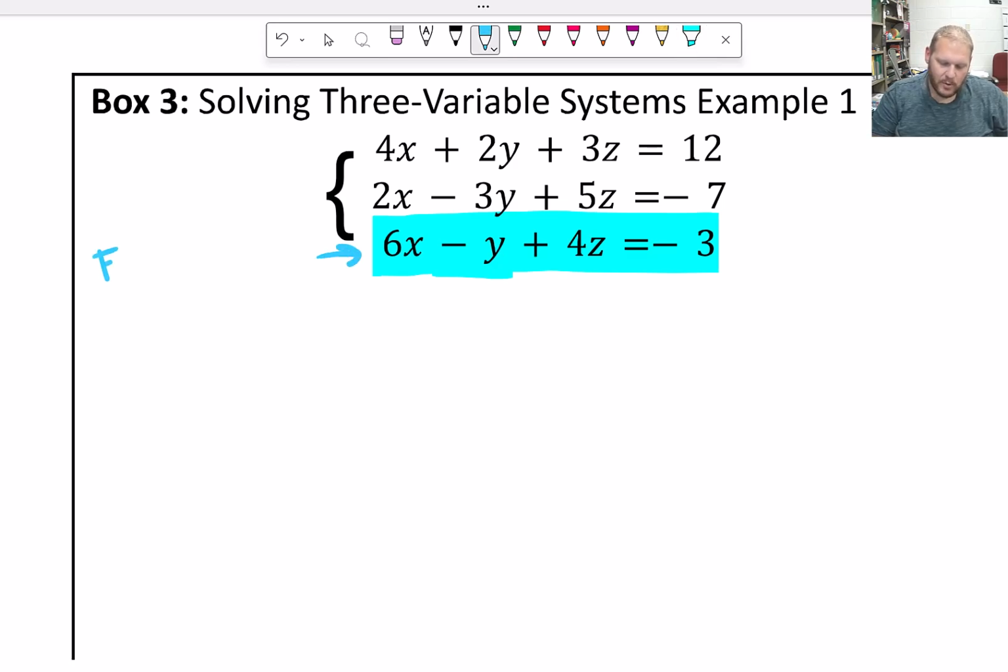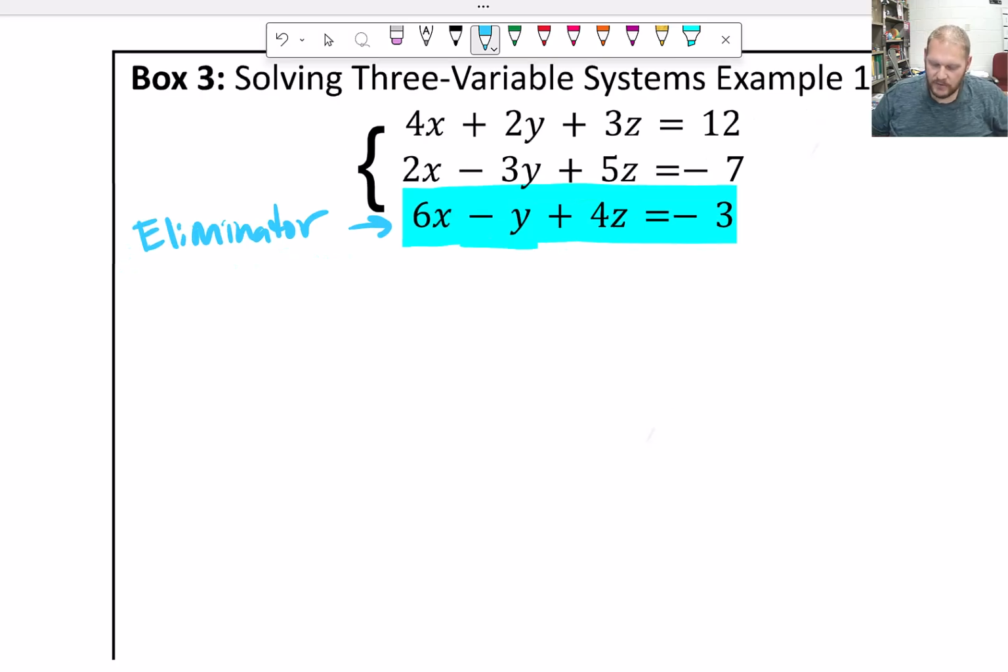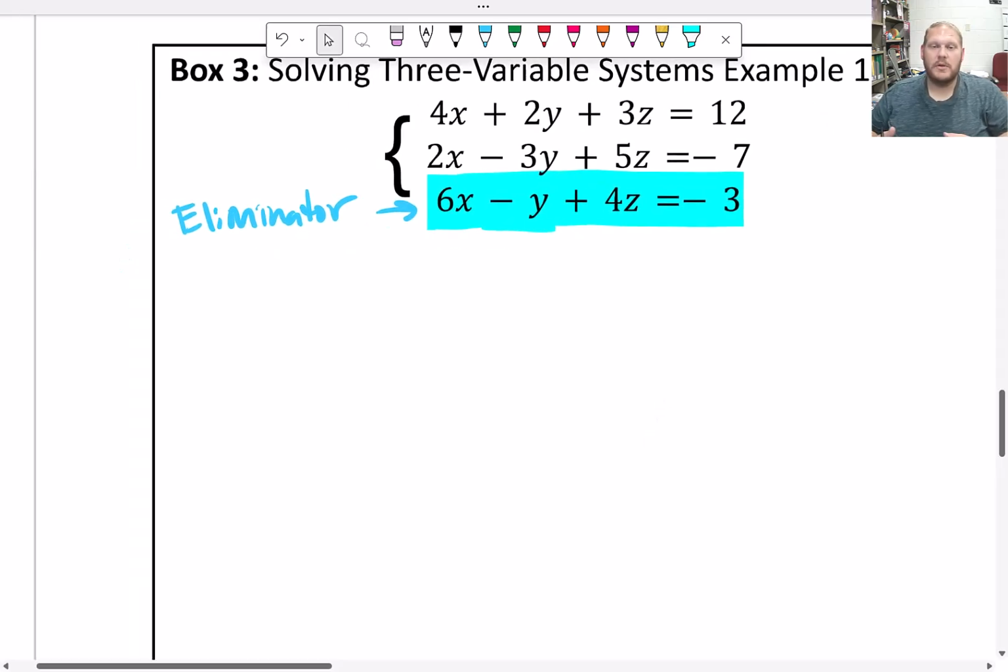I take this bottom equation, I'm going to call this the eliminator, because I'm going to use that to eliminate my y values in the other two equations. So I'm going to take that bottom equation I have highlighted in blue, I'm going to pair it up with each of my other two to cancel out the y values. Okay, so we're going to have to do this in two different steps, two different stages, because I have to pair them up. I'm not trying to get them all to match at the exact same time. I'm just trying to pair them up two at a time to get my one variable to cancel.